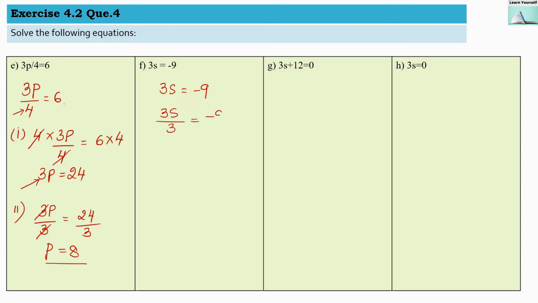So minus 9 divided by 3. This 3 and this 3 will get cancelled out, and here we will get 3 3s are 9. So s equals minus 3 we got as an answer.